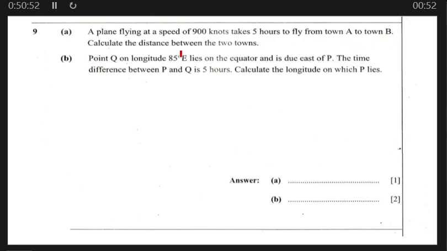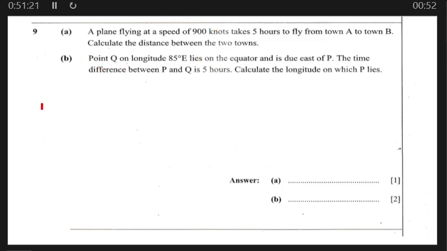Calculate the distance between the two towns. Then B, point Q on longitude 85 degrees east lies on the equator and is due east of P. The time difference between P and Q is 5 hours. Calculate the longitude on which P lies. So this is Earth geometry.